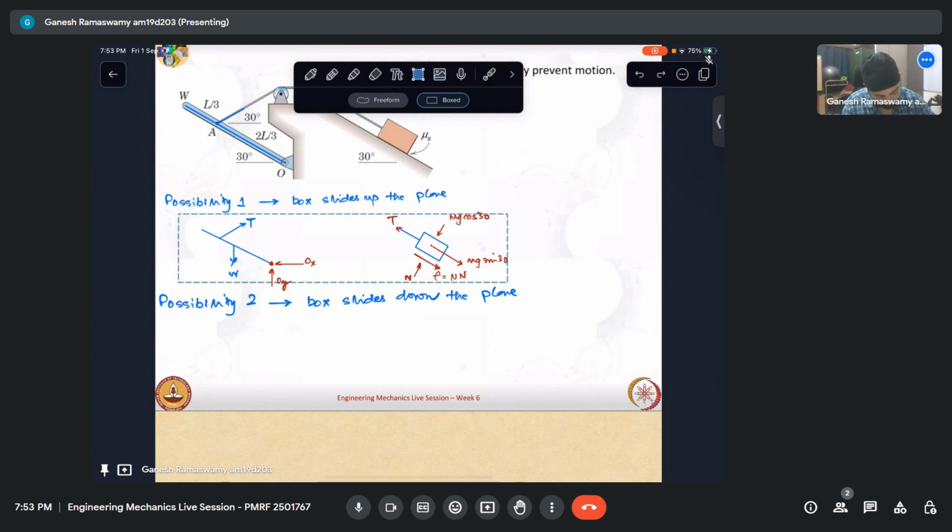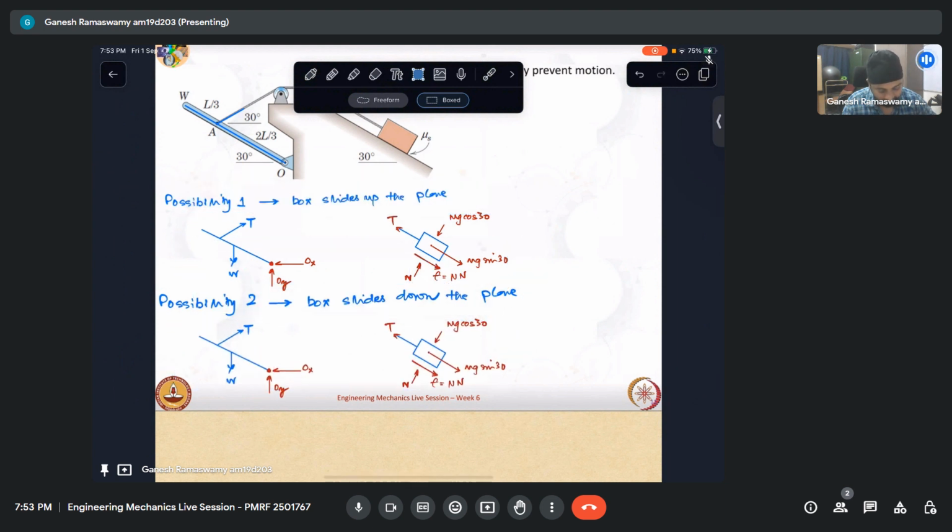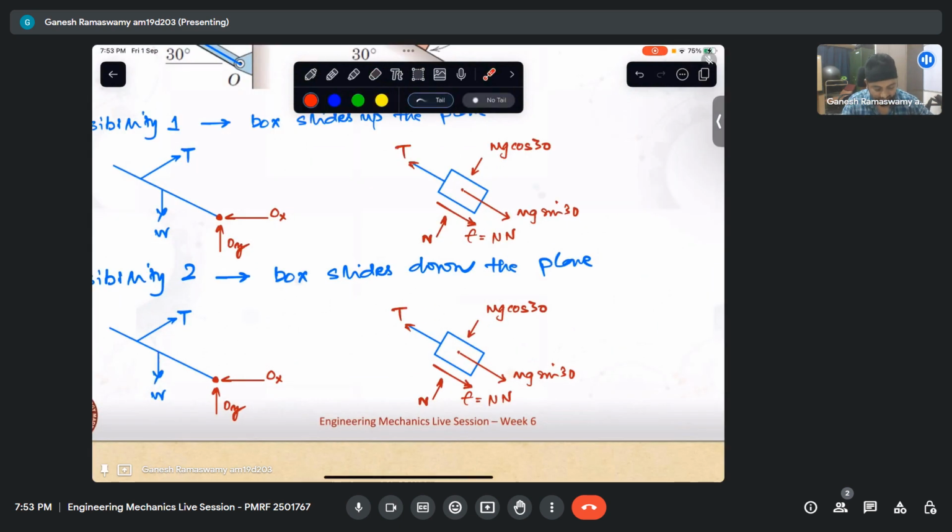For the second case, this still remains the same because I have the weight acting like that. Suddenly tension cannot start acting in this direction because the cable can only apply tension. It cannot support compression. So this naturally will be like that. So this still remains the same. Having the same tension, the only thing that differs is the friction direction. The friction direction will no longer be like that. To prevent it from falling, friction has to get mobilized like that. This will be mu N. So this is the only difference here.